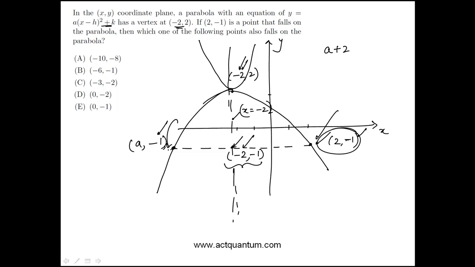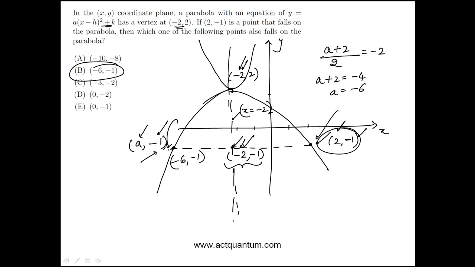So essentially (a + 2)/2, the average of those two x-coordinates, has to be equal to -2. That's the condition for the midpoint. So this becomes a + 2 = -4, or a = -6. So the coordinates of this point are (-6, -1). And of course, that's here in the answer choices.